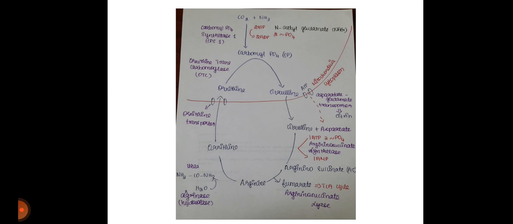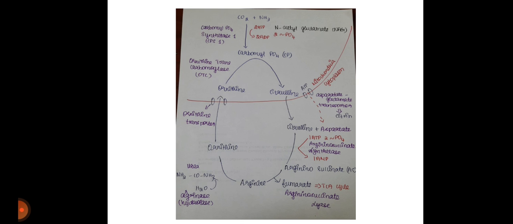This carbamyl phosphate combines with ornithine to form citrulline. The enzyme used over here is ornithine transcarbamylase, that is OTC. Fine, these are the two reactions taking place in mitochondria.